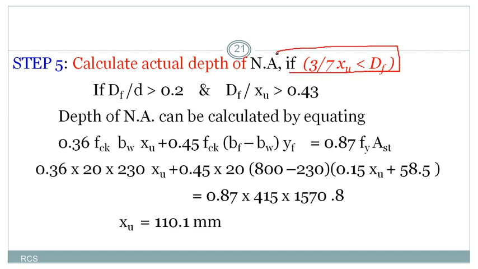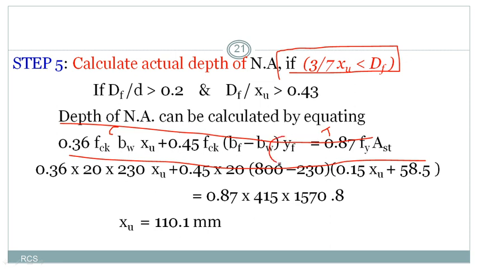What is this case? Our DF is greater than the depth of the rectangular stress block, and dF by d is greater than 0.2. So the depth of neutral axis can be calculated using this formula. This is the total compressive force and this is the total tensile force. By equating them, we get 0.36 FCK BW XU plus 0.45 FCK (BF minus BW) multiplied by YF, where YF is the modified depth of flange given by the code, equal to 0.87 Fy AST. Now substitute those values.